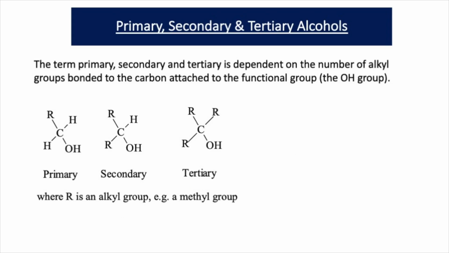We also learned in our last video lesson how to classify alcohols, and we learned that there are three types of alcohols: primary, secondary and tertiary. Primary alcohols have one alkyl group on the carbon next to the OH. Secondary alcohols have two alkyl groups on the carbon next to the OH. And tertiary alcohols have three alkyl groups on the carbon next to the OH.